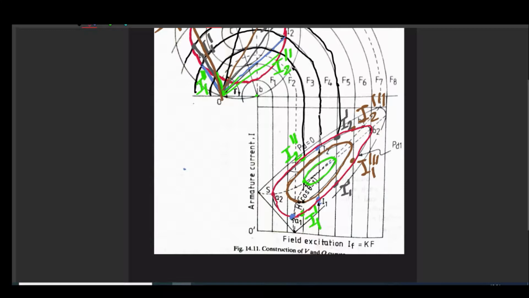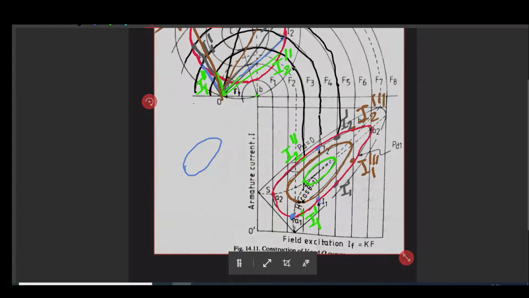Let me draw this green curve here. Right. Now, let me try whether I can. It is unfortunately selecting the whole image.